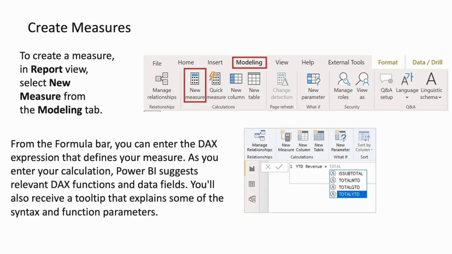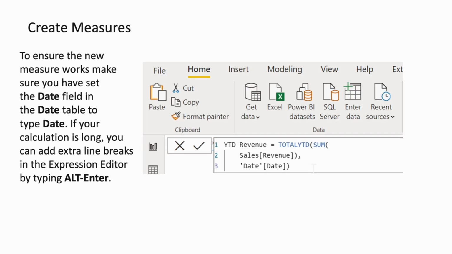Measures are dynamic calculations. Select New Measure in the Modeling tab, enter a DAX formula, and apply it to visuals for aggregation. Power BI suggests functions as you type. Ensure date fields are correct for time-based measures. Use Alt+Enter for line breaks in long formulas. Measures are reusable across multiple visuals.